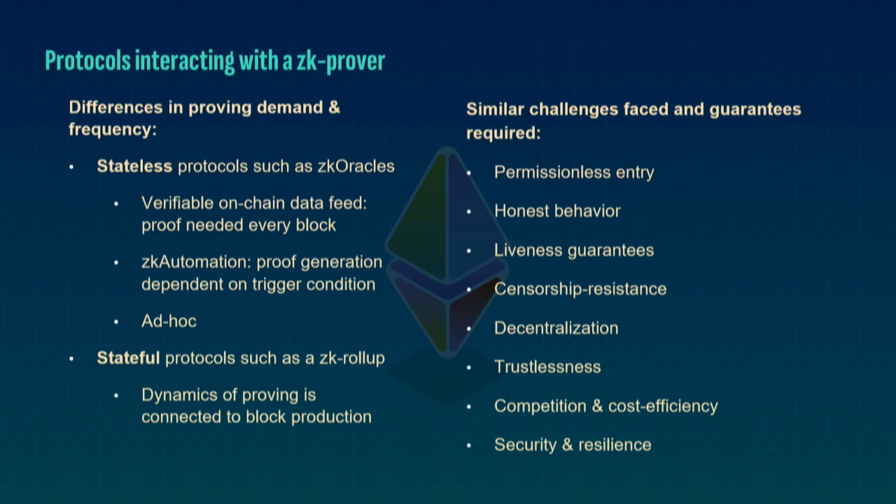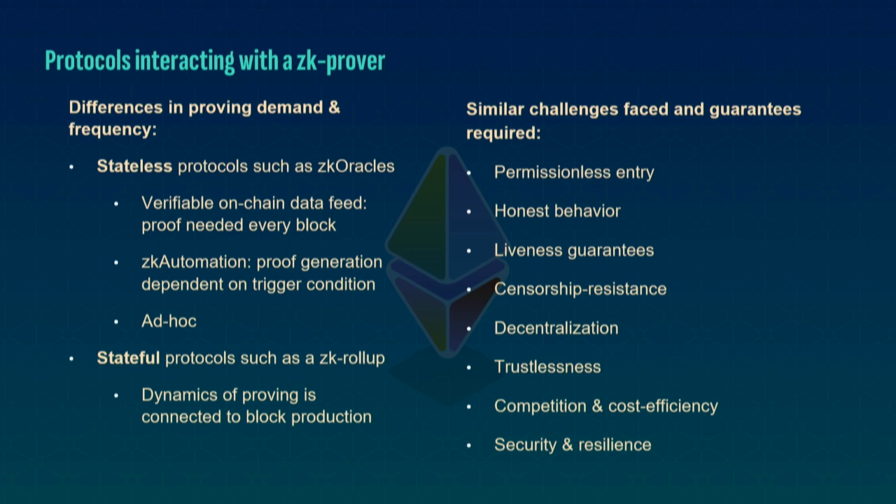There are very different protocols that are looking to implement ZKPs in their setups, and they have very different proving demands and also proof frequency that they require. Stateless protocols, for example, such as ZK oracles or coprocessors, can have different proof demands and proving frequency because, for example, a verifiable on-chain data feed would need a proof every Ethereum block. On the other hand, a verifiable automation task would only need a proof generated upon the trigger condition being met. Or there could be, again, ad hoc requests as well, ad hoc jobs.